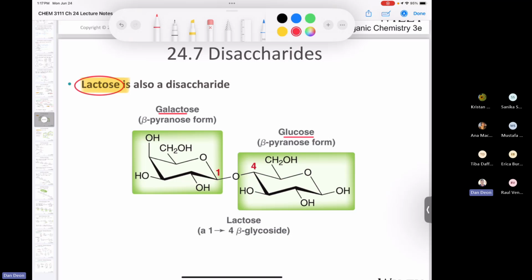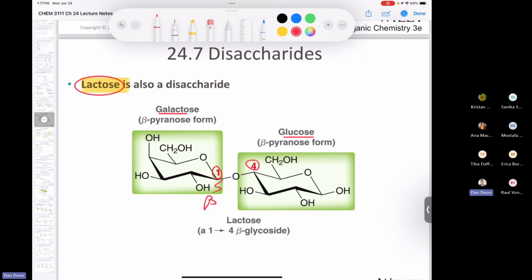So it says a 1,4 beta glycoside is the way they're describing it. So 1,4, and this is beta because it's pointing up. So there we go. So now we have lactose, which is made from two different sugars. So we have maltose, which is glucose and glucose, alpha 1,4 linkage, or 1,4 alpha glycoside.